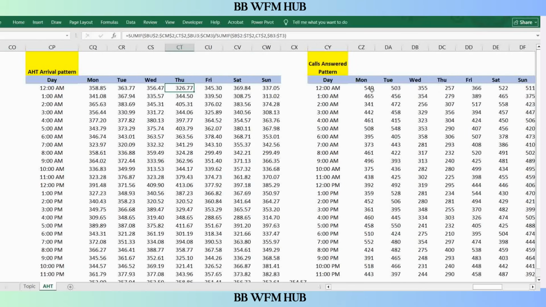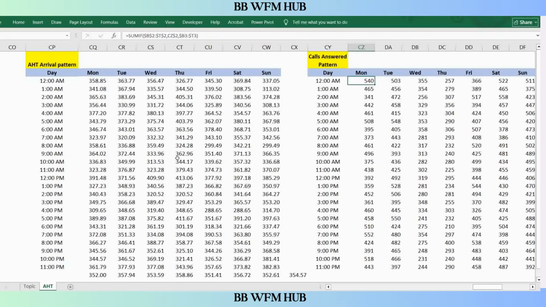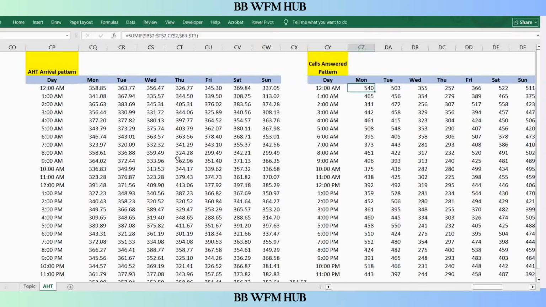And for the calls answered pattern, we are doing the same. We are putting the sum if here as well to get our calls answered pattern. So now we have the AHT arrival pattern as well as the calls answered pattern. Now it's time to calculate the day AHT. So let's do it. How can we do it?